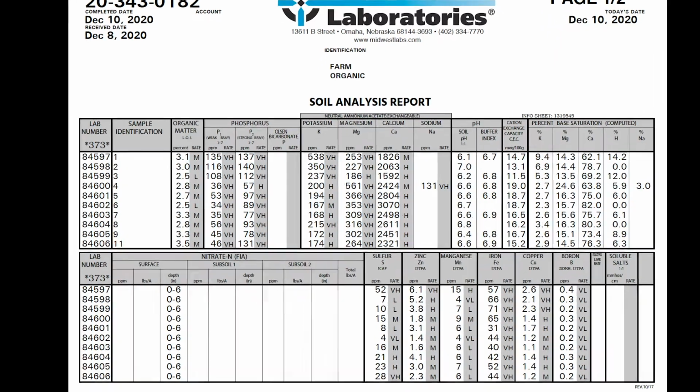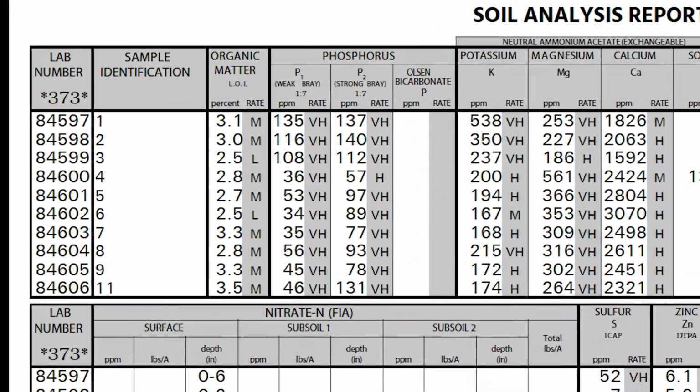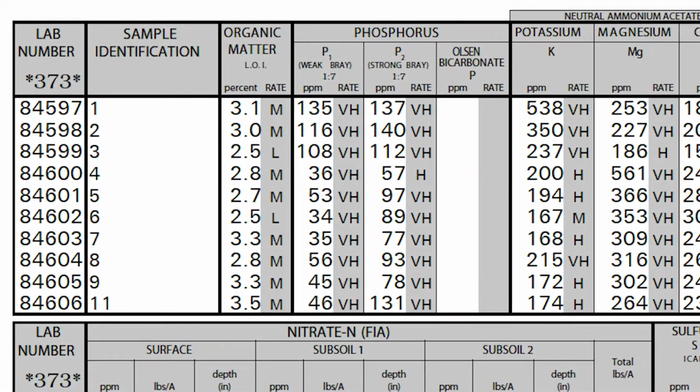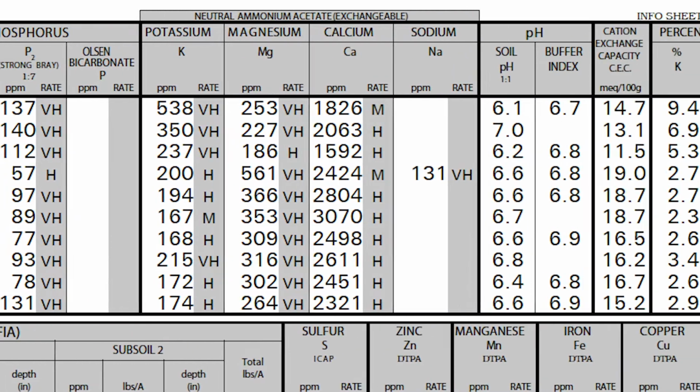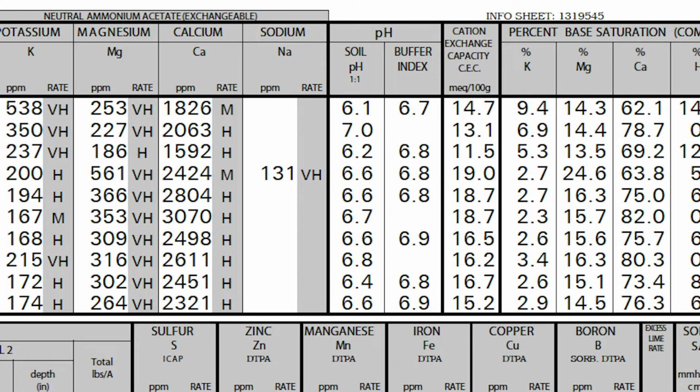So CEC is the cation exchange capacity. The organic matter, you'll see it on your test, it's going to show up as an abbreviation OM, and the pH obviously is going to show up under pH, and that helps us understand whether our soil is acidic or alkaline.